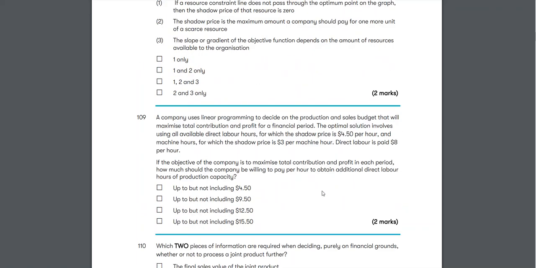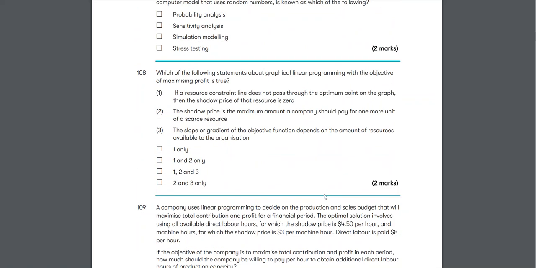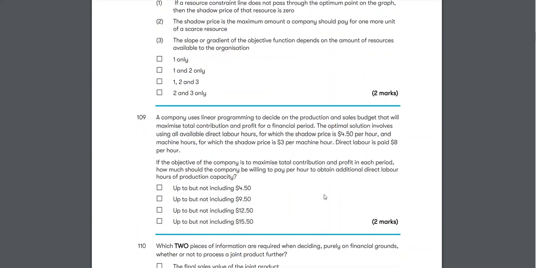Okay. Remember, when something is wrong, it is difficult to understand, so don't focus on it. If the objective of a company is to maximize total contribution and profit in each period, how much should the company be willing to pay per hour to obtain additional direct labor hour of production capacity? So I believe this is shadow pricing.